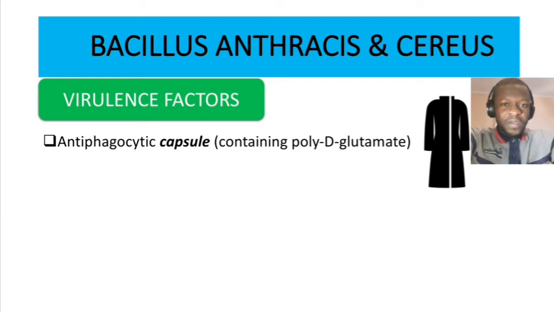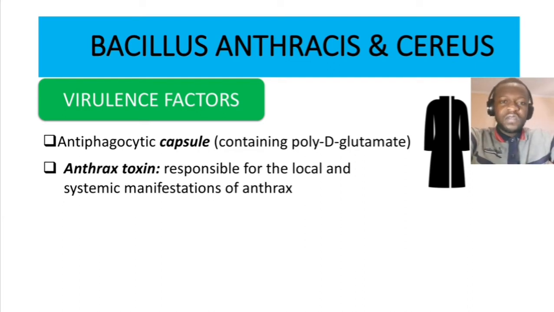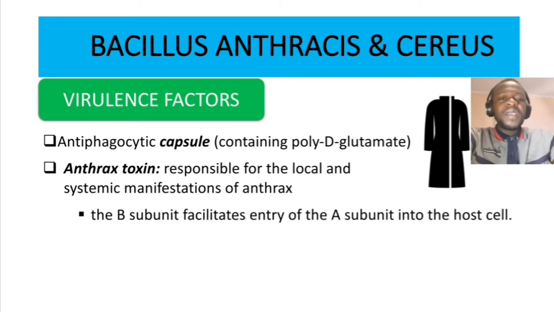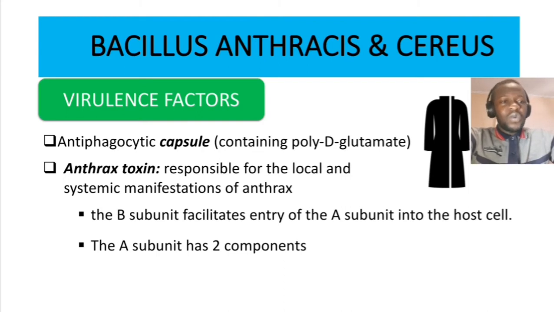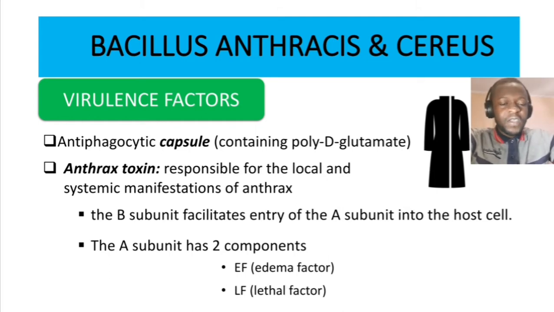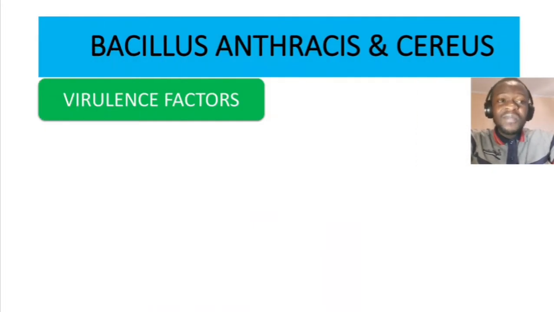The second group of virulence factors is anthrax toxins. The toxins are responsible for local and systemic manifestations of anthrax. The anthrax toxin has two subunits. The B subunit facilitates the entry of the A subunit into the host cell. The A subunit, which gets into the cell, has two components: the edema factor or EF and the lethal factor or LF.